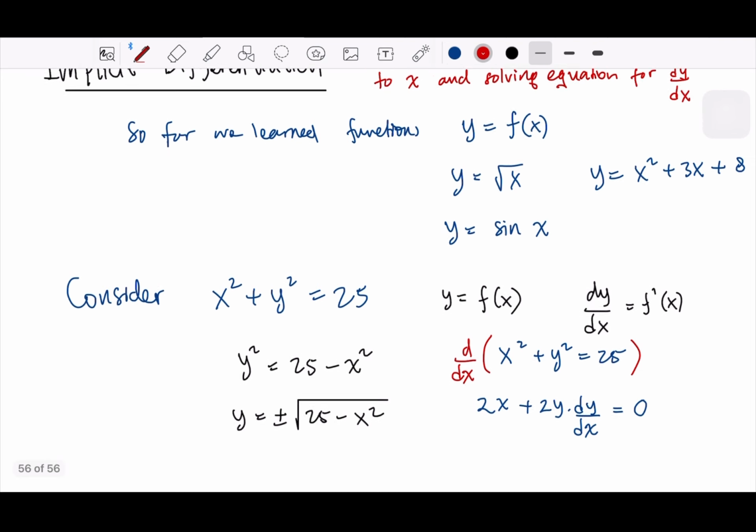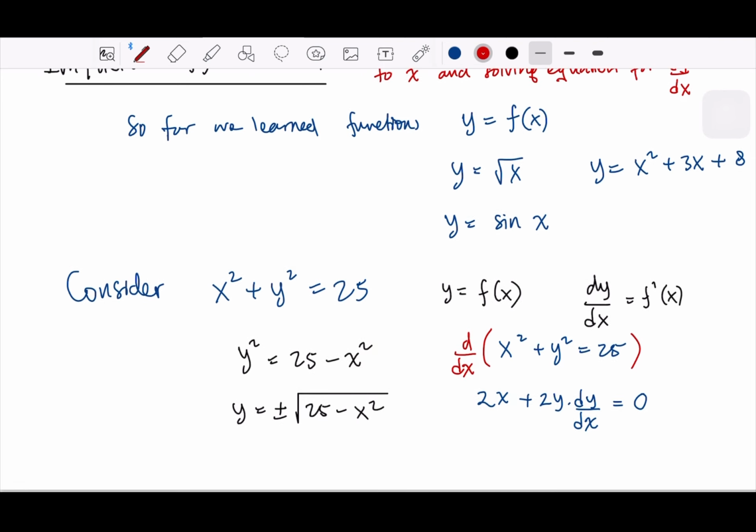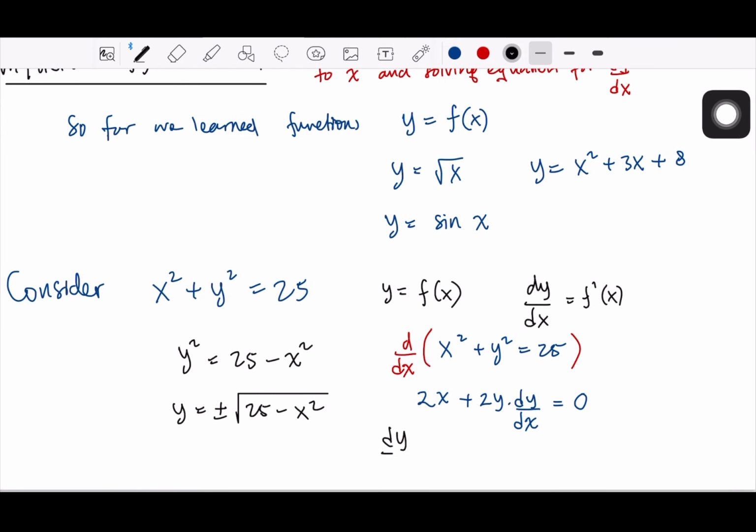So what does it mean? It means that our goal, if we want the first derivative of this, is to find this dy over dx. And this dy over dx will implicitly appear in the equation. Implicitly appear, that's what implicit differentiation means. So the next thing we need to do is solve for this dy over dx. Solving that will give you dy over dx equals negative x over y. So this will be the result.